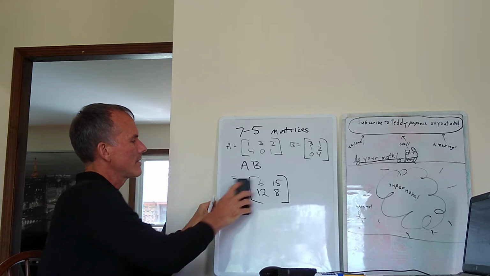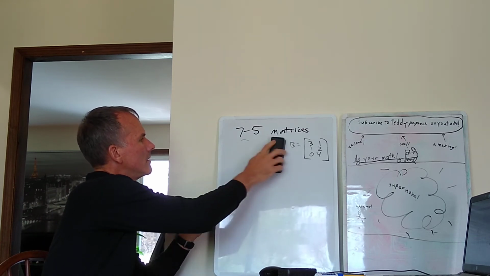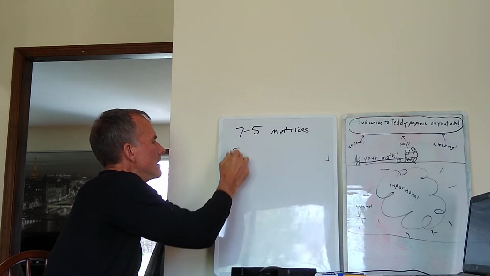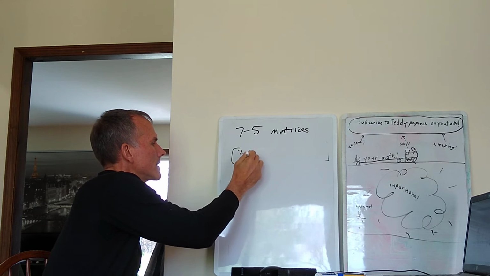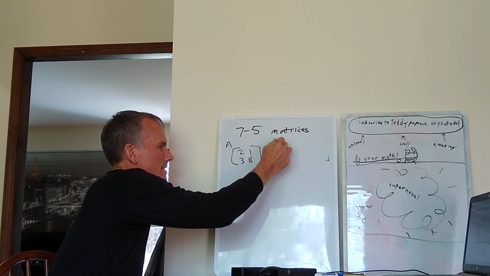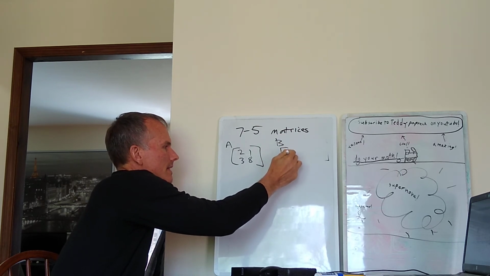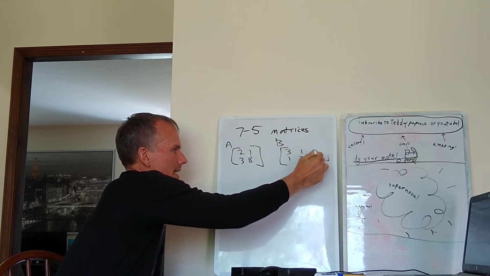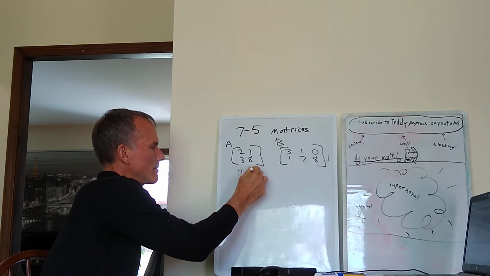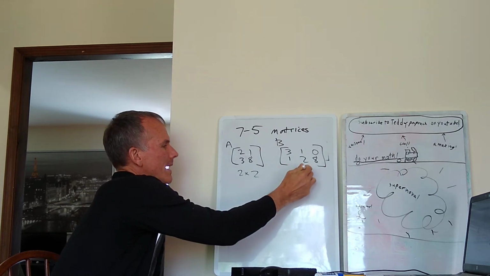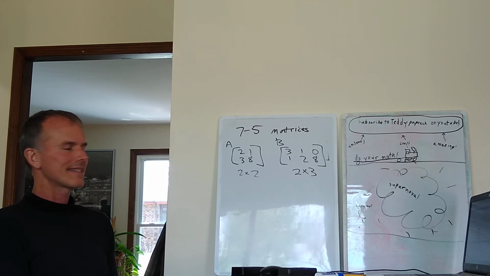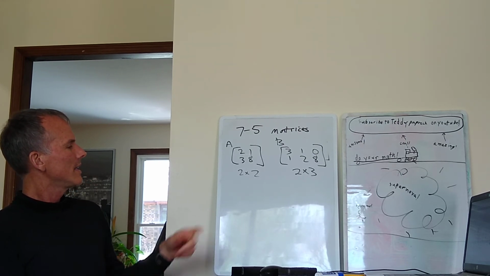Now, let me show you something here though. If I had, say, a 2, 1, 3, 8, if that were A, and matrix B is a 3, 1, 1, 2, 0, 8. So this is a 2 by 2 matrix. This is a 2 by 3 matrix. Okay. Can I take A times B? Well, the answer is yes.